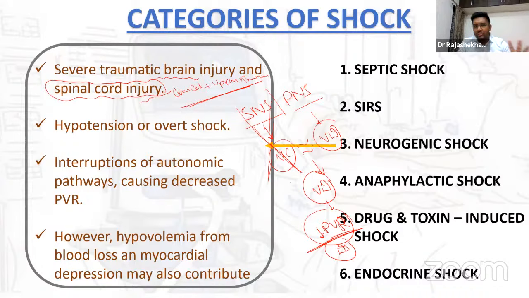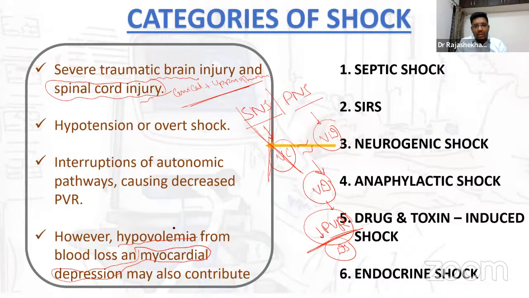However, please remember these patients are traumatized patients, so they can be associated with hypovolemia also, and in them, the myocardial depression may also contribute. So why I'm telling you this is the patient can have multiple causative factors in causing shock. Only after identifying the causes, you can treat these issues.